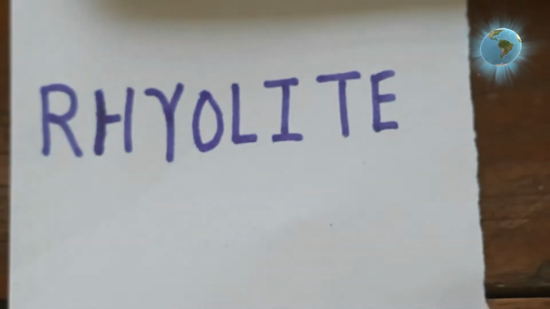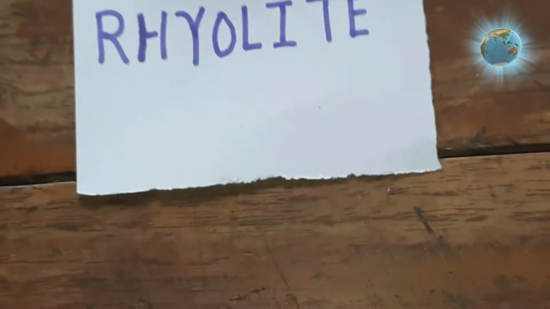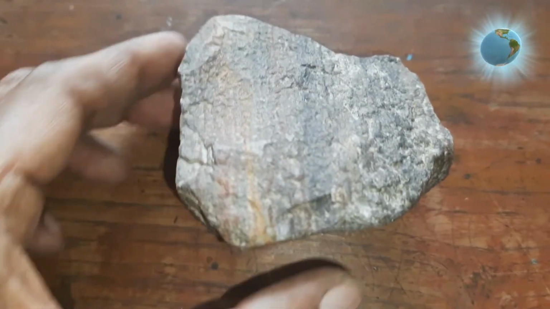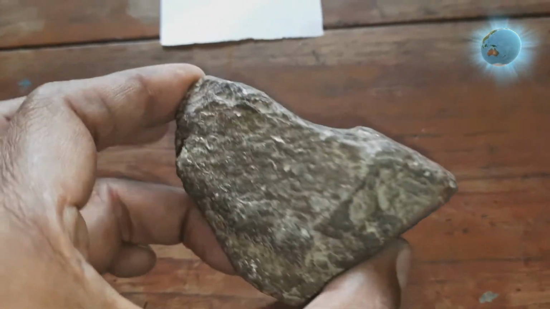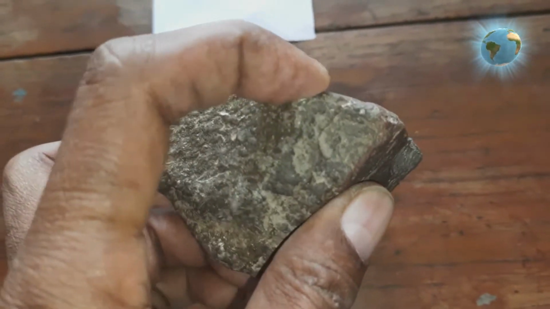Next rock is Rhyolite, which is representative of acidic volcanic rock. You can see it is fine grained. It is also showing some kind of conchoidal fracture. Can you see curvature here? This is curvature, a concave surface.